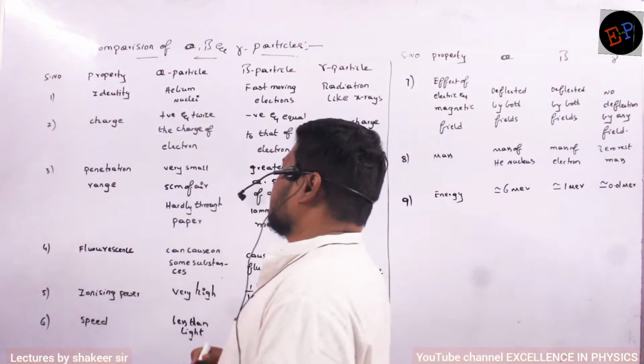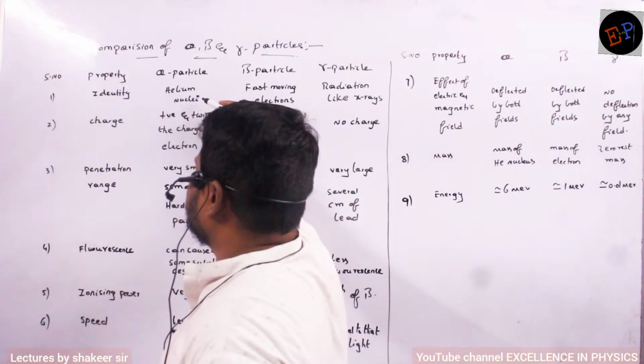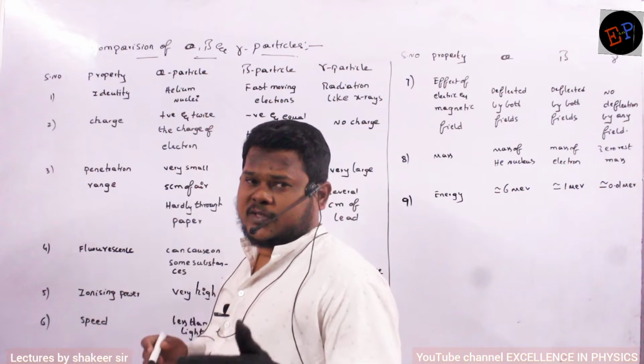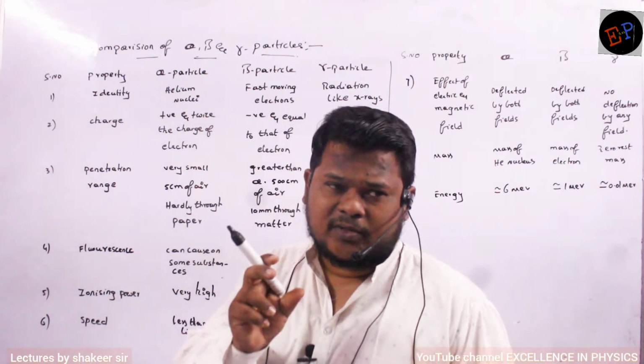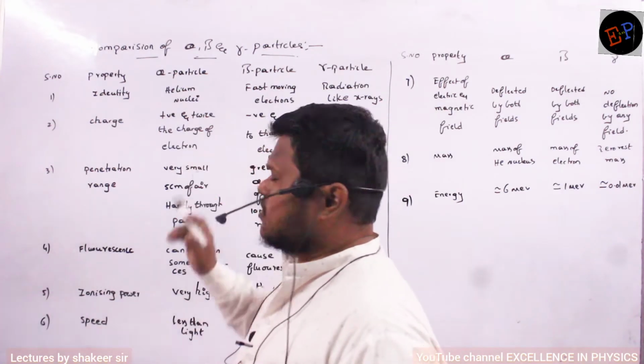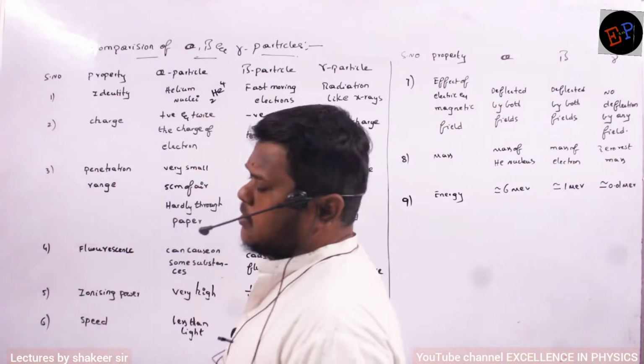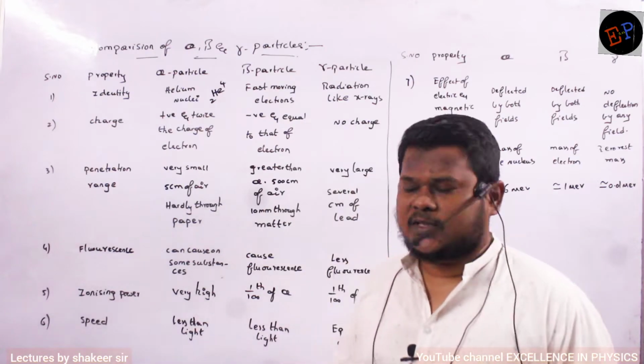So alpha particles, we already studied, they are helium nuclei. When you remove 2 electrons from the helium atom, then you have only the nucleus. That nucleus itself is called an alpha particle. So it is helium with atomic number 2 and mass number 4. That is an alpha particle.